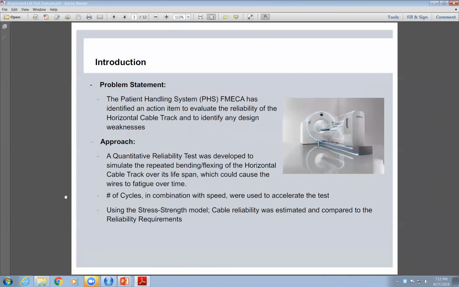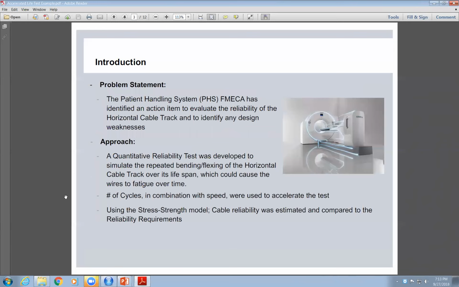So basically, problem statement, we're looking at PET CT scanners, and basically the patient handling system is really the bed that goes in and out into that donut. Okay. We define some opportunities there. There's a cable in there that will rotate back and forth. So we're primarily worried about fatigue of bending over time, multiple times, okay? So we start thinking about what can we do about that one? How can we test it? How can we do predictions? Do we need to take any corrective actions, okay?